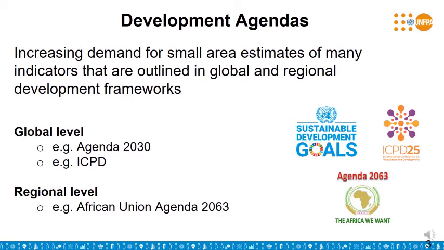The international agendas such as Agenda 2030, the ICPD Agenda, and the African Union Agenda 2063 collectively pose an enormous pressure on national statistical systems to deliver the data required to track progress over time. Especially, there is an increasing demand for local level estimates. This needs the countries to develop their capacity to conduct small area estimates for key indicators that are routinely collected in surveys, but not in census.